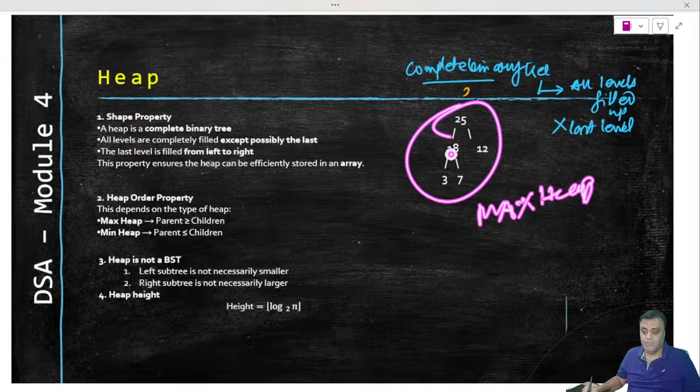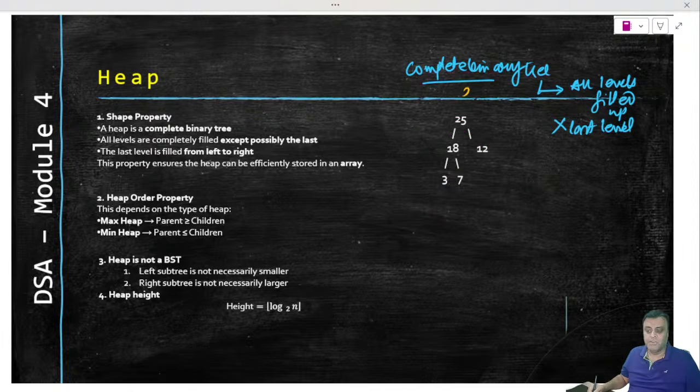And if you do the reverse, where 25 will come down and 3 will go up and the other nodes will also adjust themselves, you get a min heap.